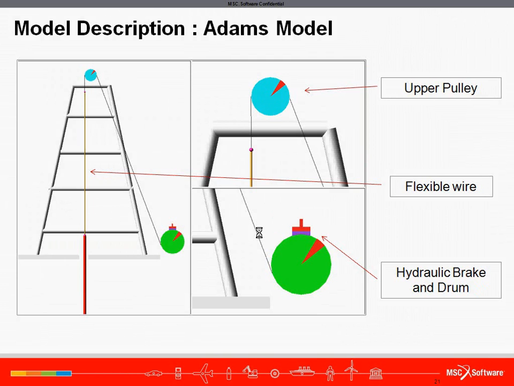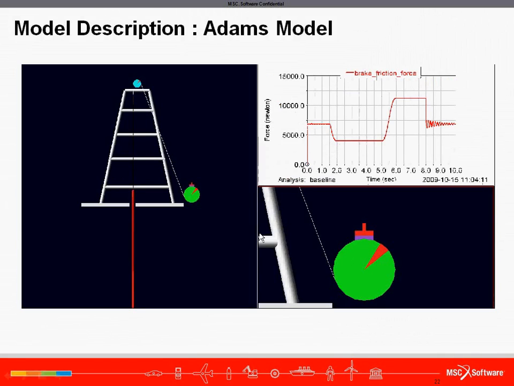So here's an animation of the Adams model lowering the pipe into the hole. The braking force initially is high to hold the pipe stationary. It's then reduced to allow the pipe to drop into the hole, and then the braking force is again applied to stop the pipe.